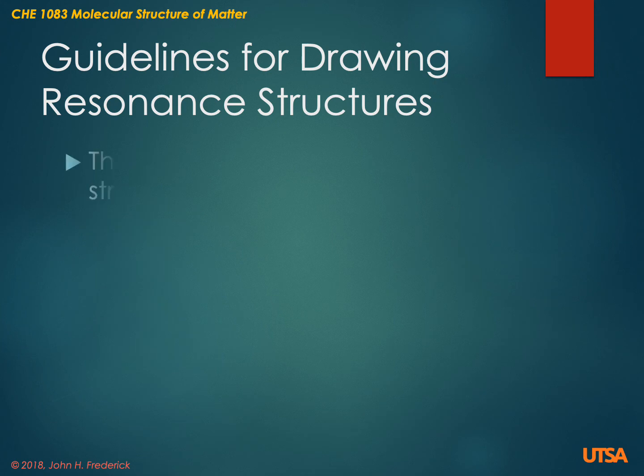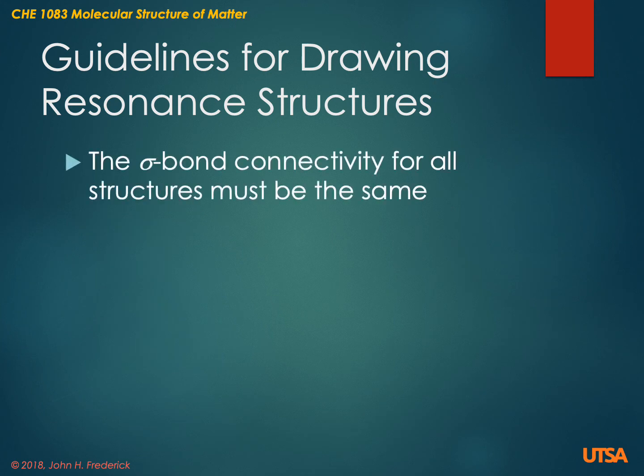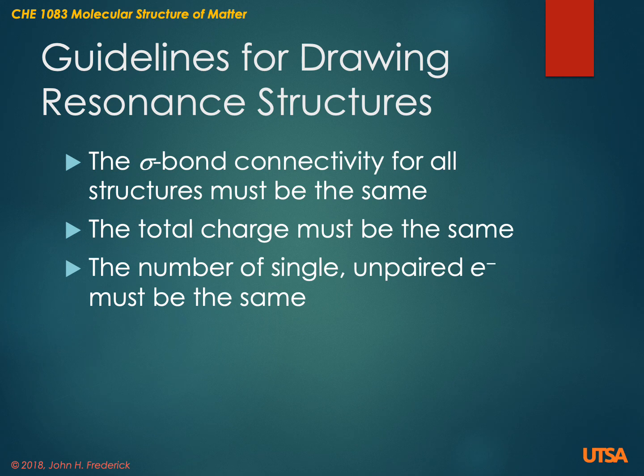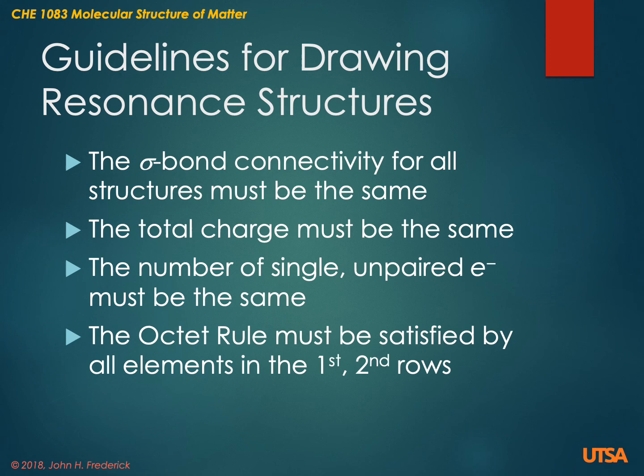So what are some guidelines for drawing these? First of all, the sigma bond connectivity must be the same for all of the structures that are related by resonance. The total charge must be the same, so ozone doesn't gain or lose charge when we go from one resonance structure to another. The number of single unpaired electrons must be the same. Well, we're not running into this particular circumstance in ozone. It's just something that you might file away should we get to the point of having to consider that.